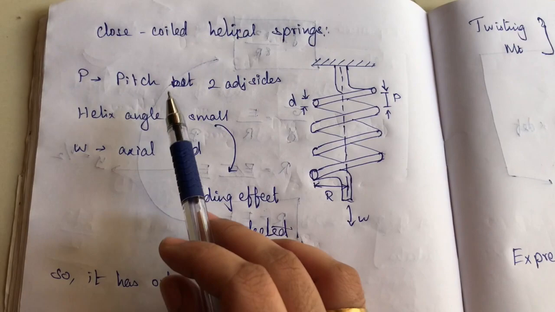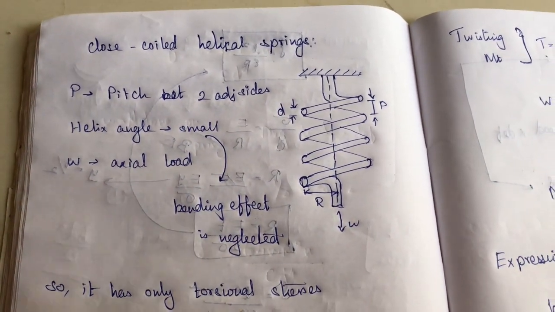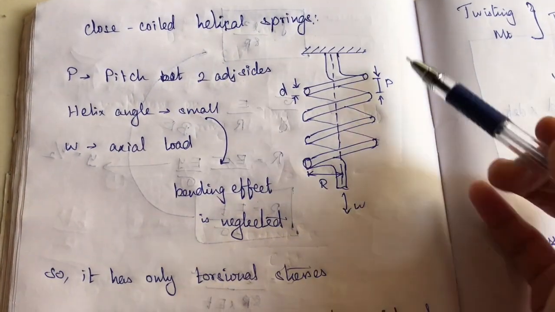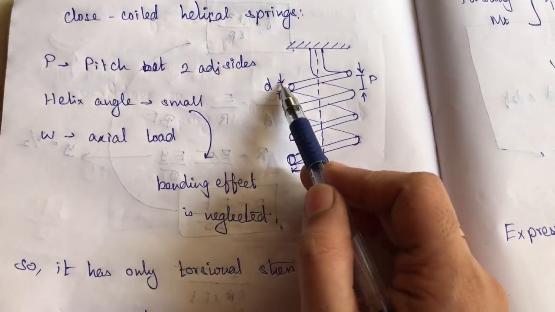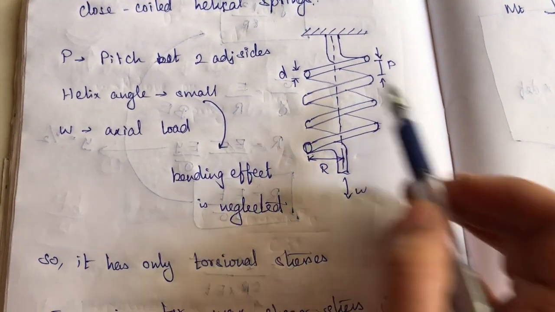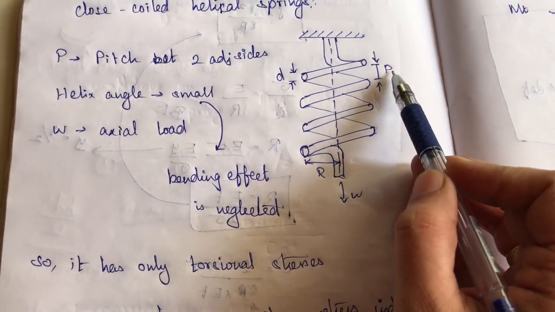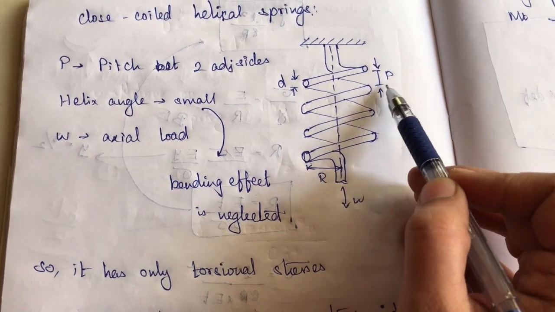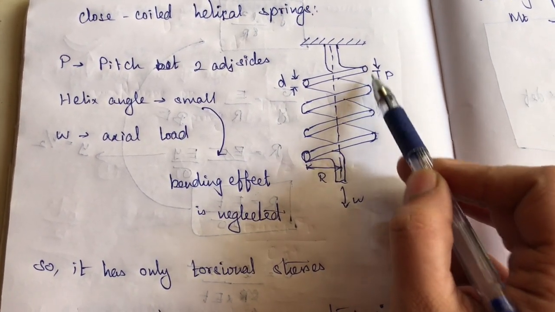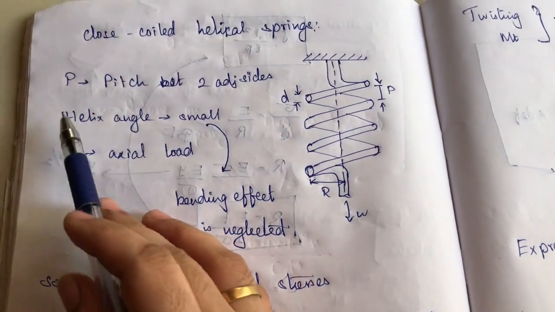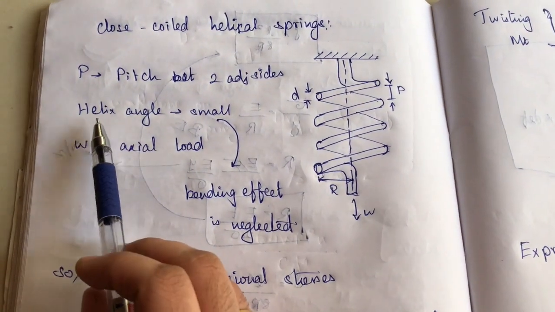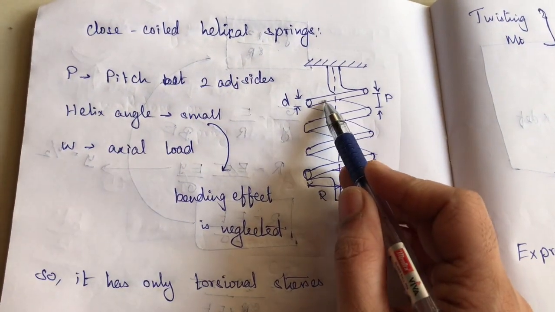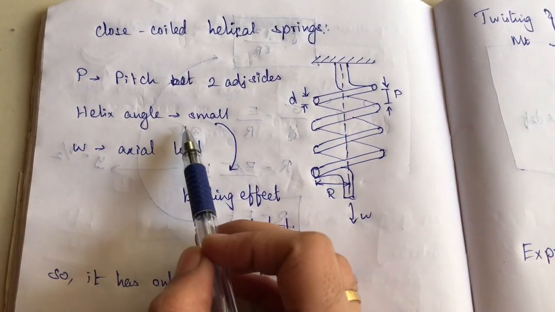Yes? Okay. So we're going to see about the closed coil helical spring. So what is a closed coil helical spring? It will be like this. The closed coil helical spring. Yes. And this is the smallest diameter, so it is very small actually. So D is the smallest and P is also the smallest one. P is nothing but the pitch, the distance between these two spring wires. Okay. So P is the pitch between the two adjacent coils. Yes. Okay. Helical angle. If you note down some angles, it will be small.